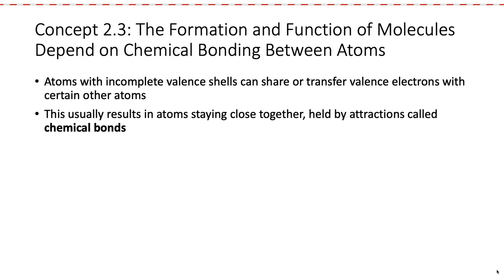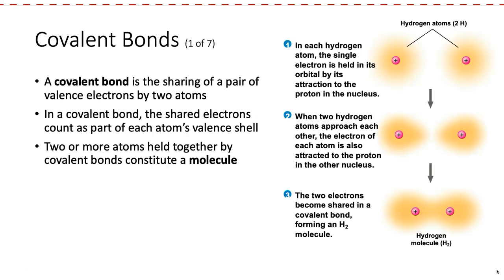If they are incomplete, that means that they can either transfer electrons or they can share electrons with other atoms. And when that happens, because they're sharing electrons or they've been transferred from one to another, we say that those are chemical bonds, those attractions that are held between them. The atoms stay close together in this thing called a chemical bond. There's lots of different kinds of chemical bonds, so let's go through some of them right now.